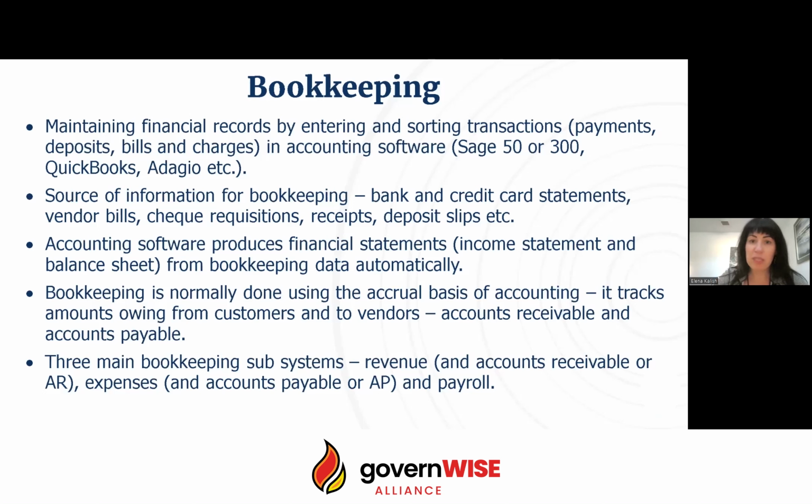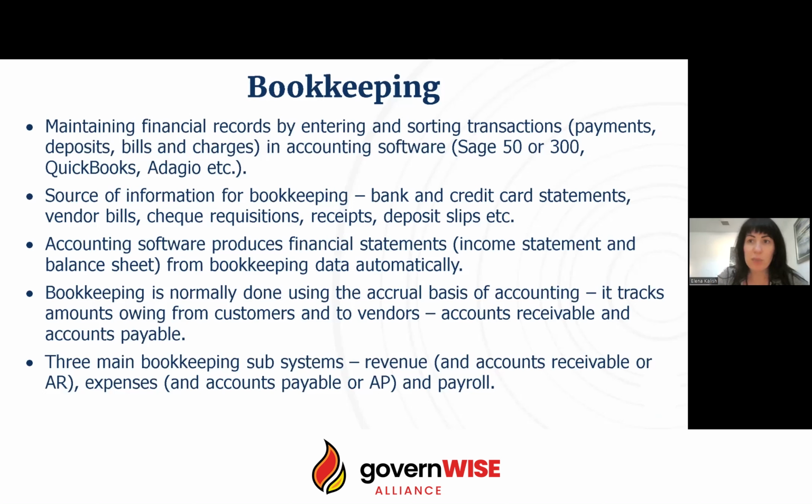So bookkeeping is normally done using the accrual basis of accounting. We spoke about it in our first lesson. Now, really what that means is in an accrual basis, we keep track of amounts owing from customers and amounts owing to vendors. So it doesn't matter if we haven't paid a vendor bill yet. If we already received the service and received the bill, we record it in our system, showing an amount owing to the vendor. Okay, so amounts owing from customers are called accounts receivable or AR, and amounts owing to vendors are called accounts payable or AP.